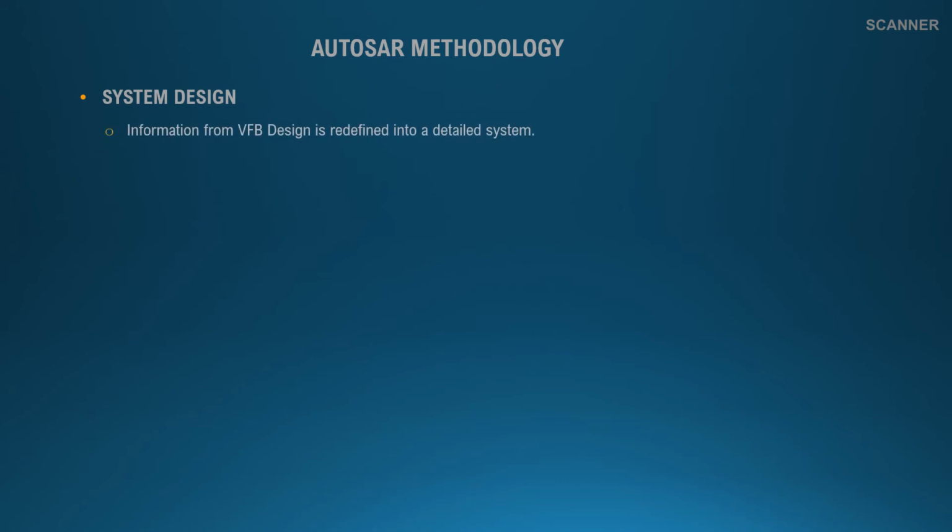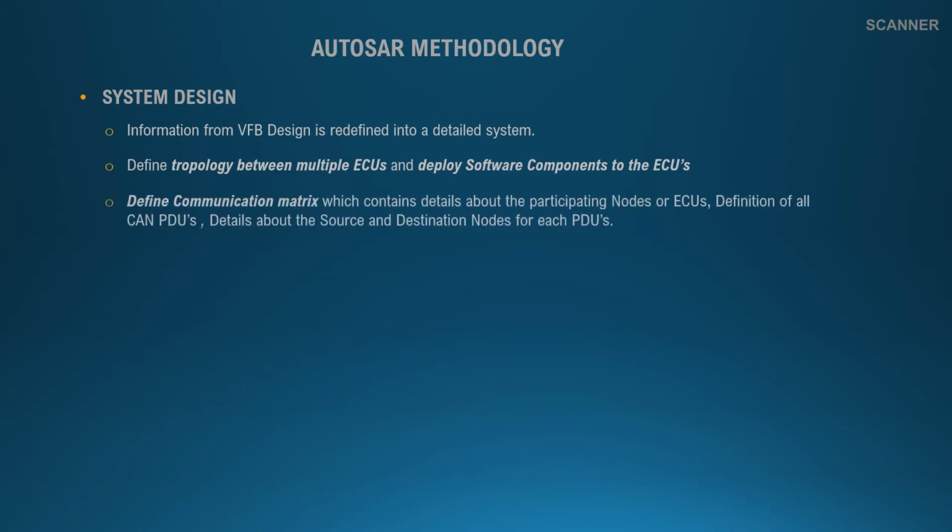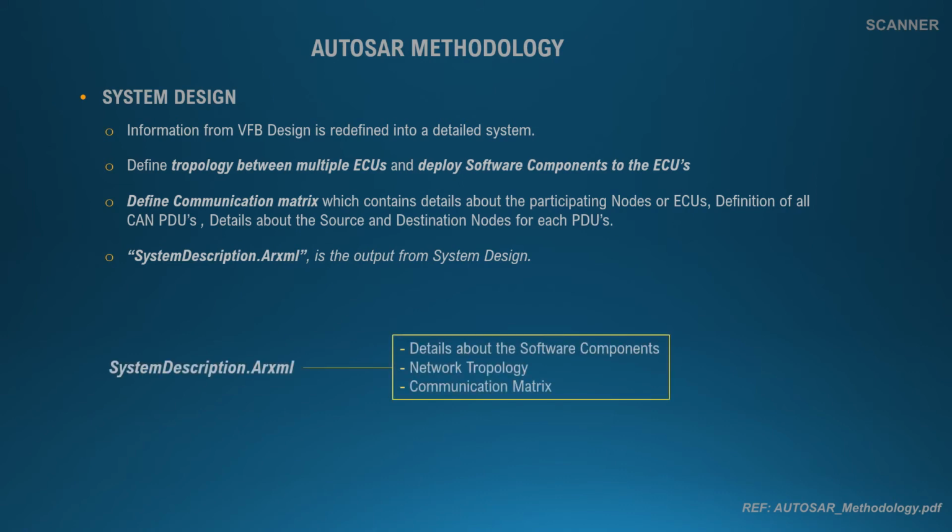Next step in the workflow is system design. In system design, the information from VFB design is redefined into a detailed system by defining a topology between multiple ECUs and by deploying software components across the multiple ECUs. The communication matrix, which contains details about the message frames, is also derived in this system design stage. System description AR-XML is the output from system design, and it contains the complete details about the software components, network topology, and communication matrix which is to be assigned across multiple ECUs.